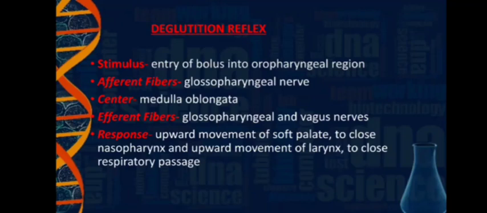Now coming to the deglutition reflex, there are 5 components, mainly stimulus, afferent fiber, center, efferent fiber and response. Stimulus is entry of the bolus into the oropharyngeal region. Afferent fibers are the glossopharyngeal nerve. Center is the medulla oblongata. Efferent fibers are the glossopharyngeal and vagus nerves. Response is upward movement of the soft palate to close the nasopharynx and upward movement of the larynx to close the respiratory passage.